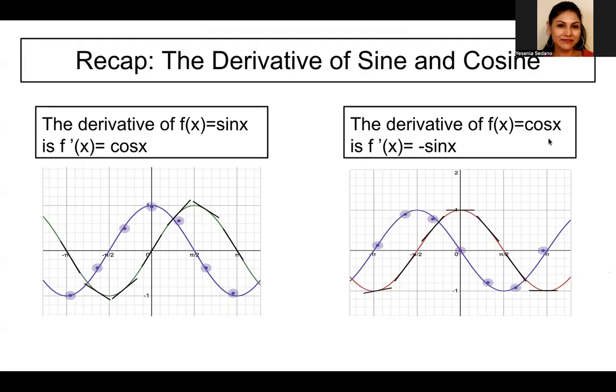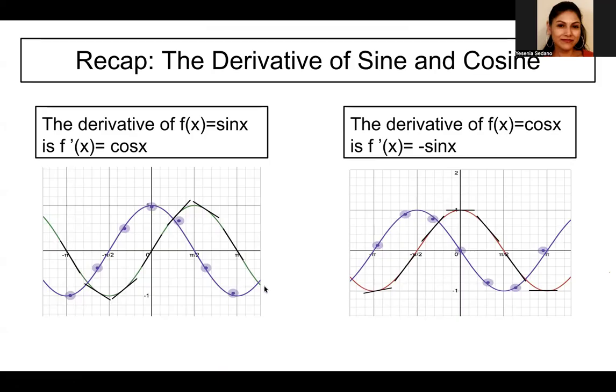And then the derivative of cosine is actually negative sine. And we were able to figure these out on Desmos by drawing tangent lines. For example, this is my sine function. I drew tangent lines on the sine function. And if you were to graph the slopes of those tangent lines, you end up getting a cosine function.